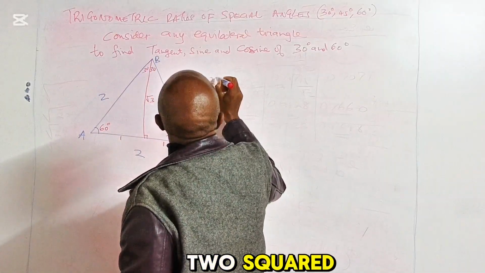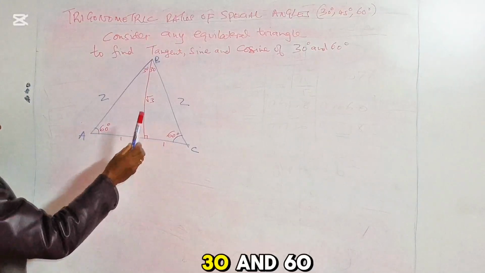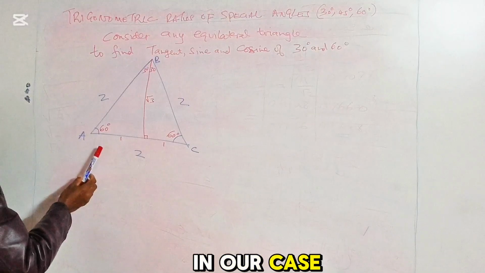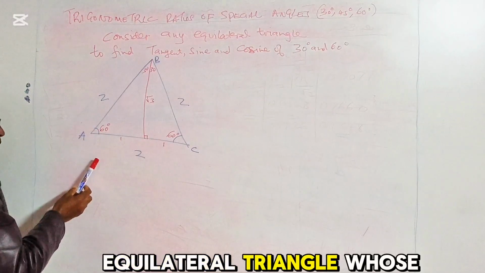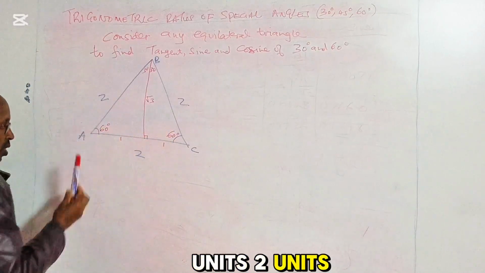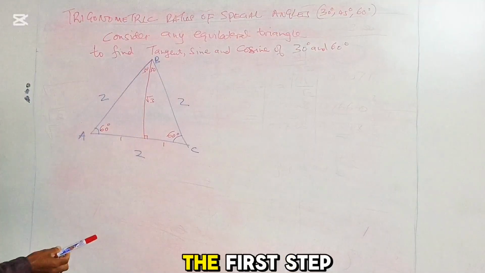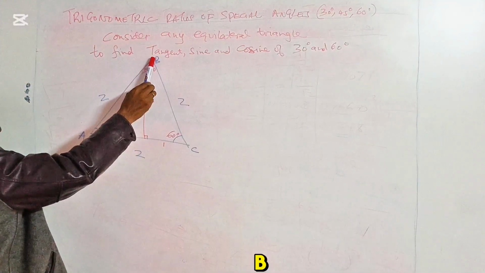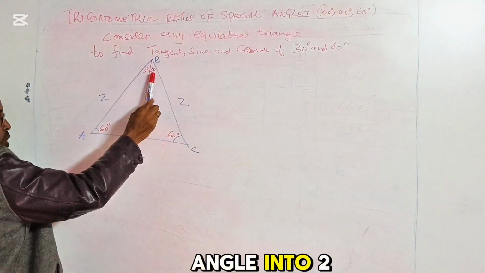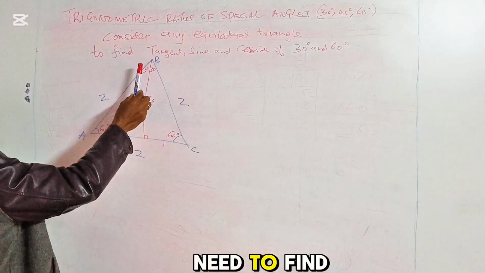So we get 2 squared. To get trigonometric ratios of special angles 30 and 60, we consider an equilateral triangle. In our case here, we have an equilateral triangle whose sides are 2 units, 2 units, 2 units. In an equilateral triangle, all the angles are equal. They are 60, 60, 60. The first step is to drop a perpendicular from B to the base AC so that the perpendicular divides the angle into 2, 30 and 30 degrees. After that, we need to find the height.